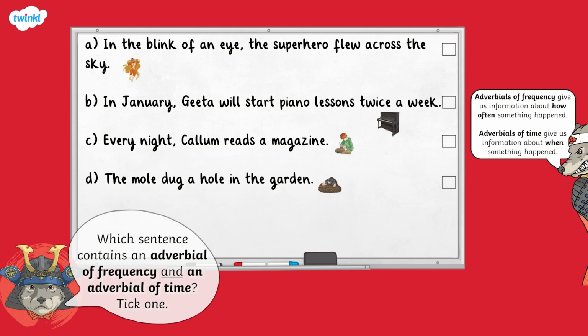Have you chosen a sentence? All of the options contained adverbials, but only one contained both an adverbial of frequency and an adverbial of time. And the correct answer is B. In January, Geeta will start piano lessons twice a week. In January is an adverbial of time because it tells us when Geeta will do her piano lessons. Twice a week tells us how often Geeta will be having the piano lessons. It's an adverbial of frequency.